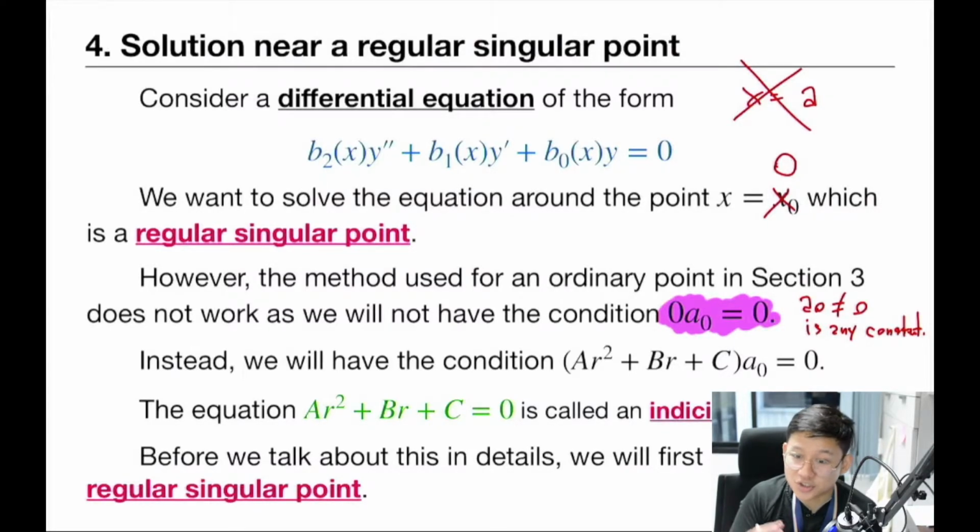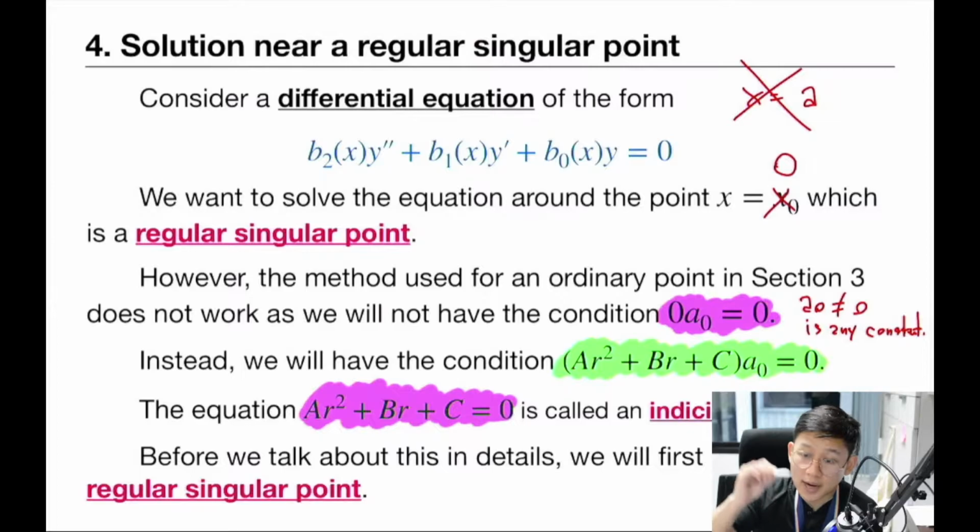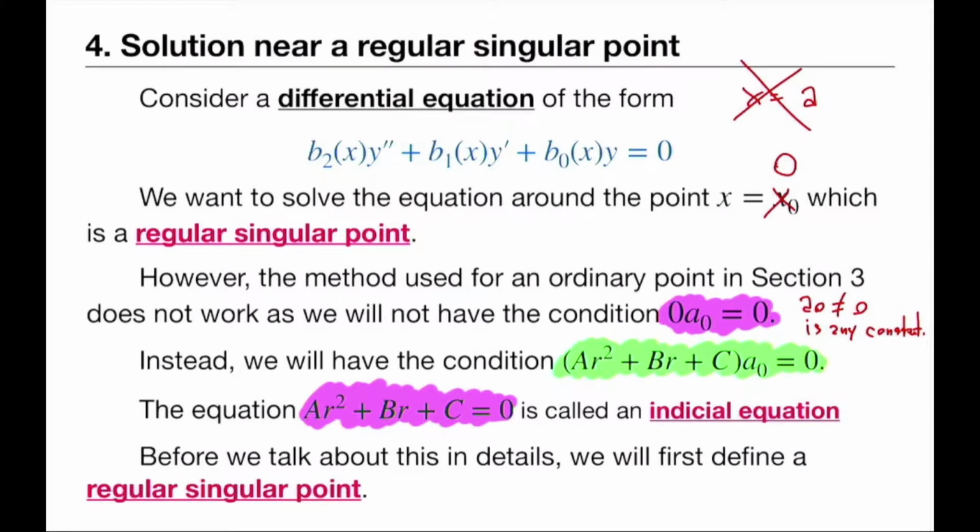But in this section we're not going to get that condition. We're not going to get 0·a0 equals 0, and that is the problem, because in this section what we're going to get is this. We will see later why we get this, but for now I just want you to know that we won't get that condition. We will need to have this condition, and this equation in terms of r squared is called the indicial equation. We'll talk about that in detail later.